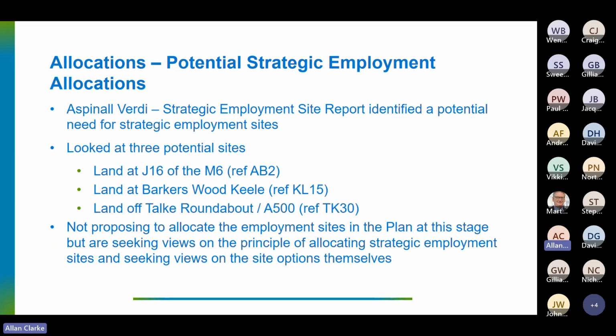As I've outlined previously, the first draft plan contains 3 potential sites for strategic employment allocations. Now, these are sites of scale, over 25 hectares in size, and we've had consultants Ashmore Verdi prepare a report which identifies the potential need for these sites and also gives a very general assessment of their suitability.